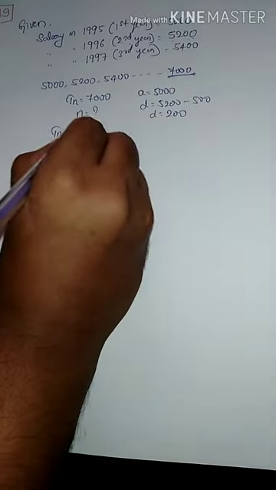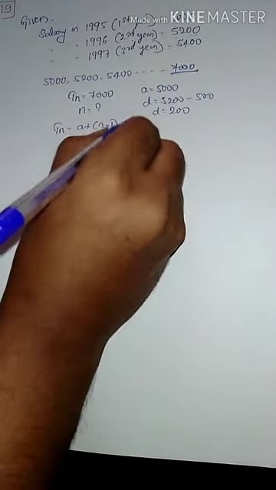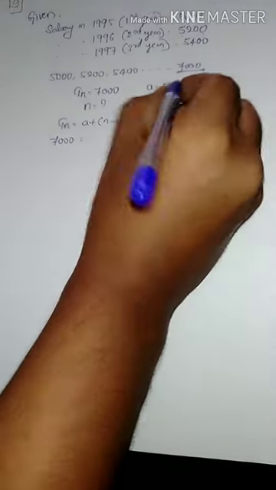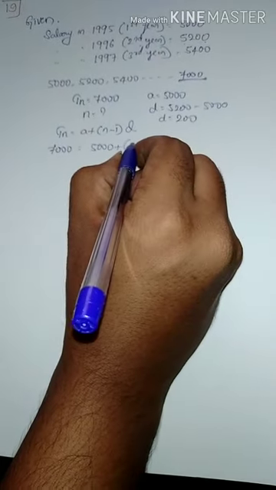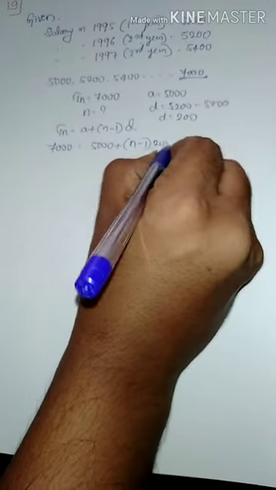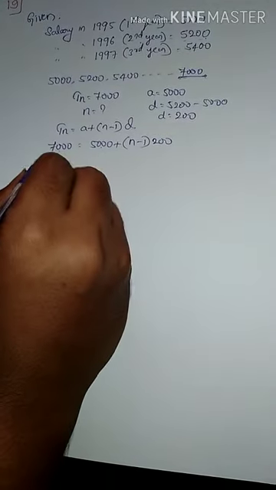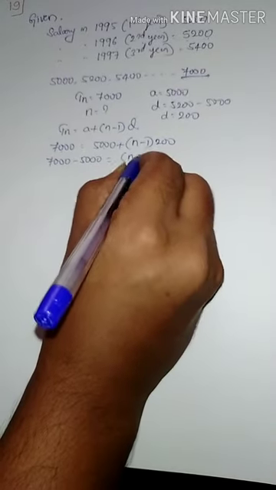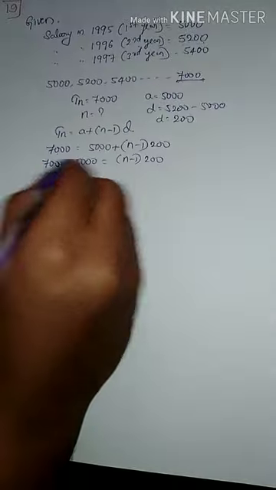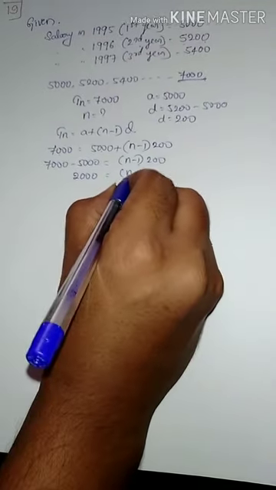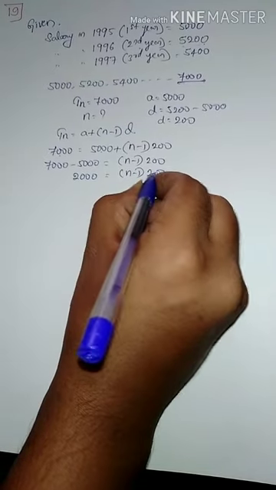Therefore the formula is Tn is equal to A plus n minus 1 into D. So Tn is given 7000 is equal to A is 5000 plus n minus 1 into D. N is unknown, write as it is, minus 1 into D is 200. So 5000 moves to the left hand side, becomes minus 5000, is equal to n minus 1 into 200. 7000 minus 5000 is 2000 is equal to n minus 1 into 200.